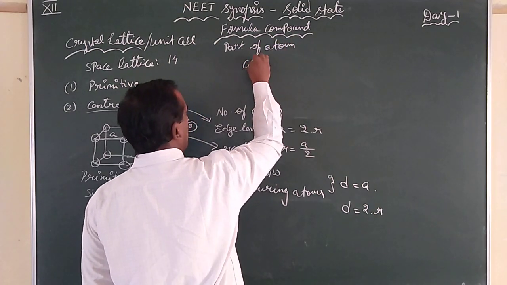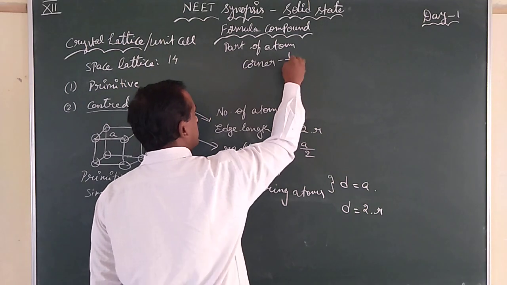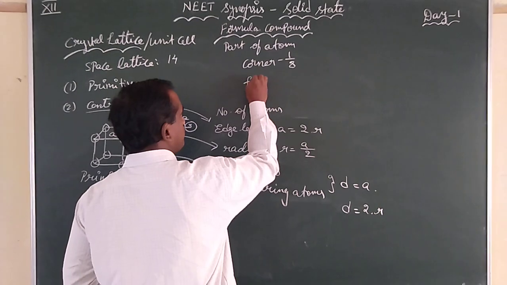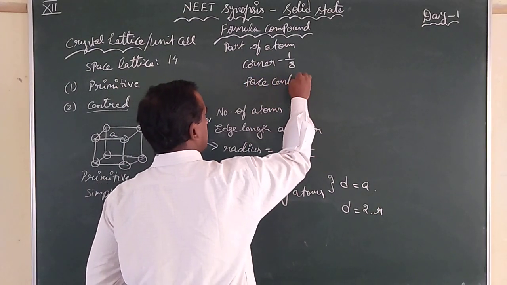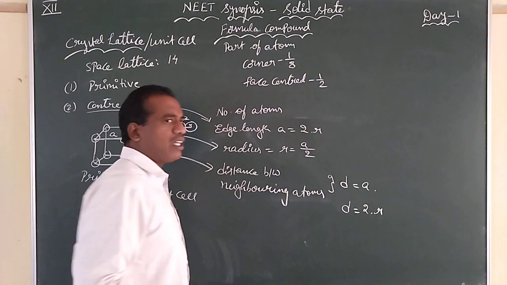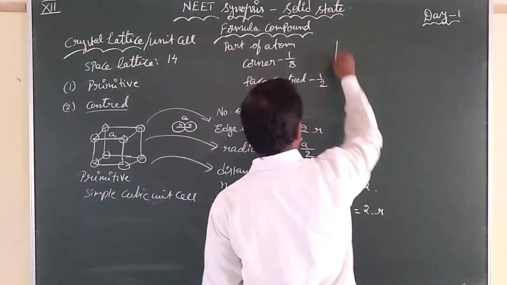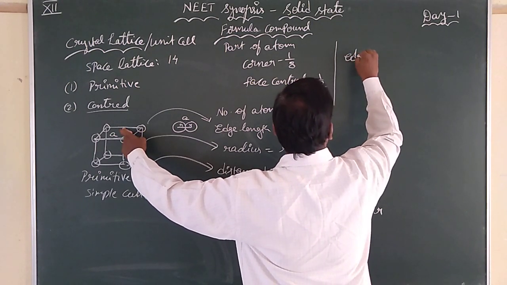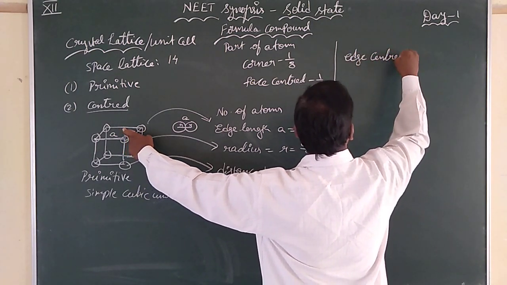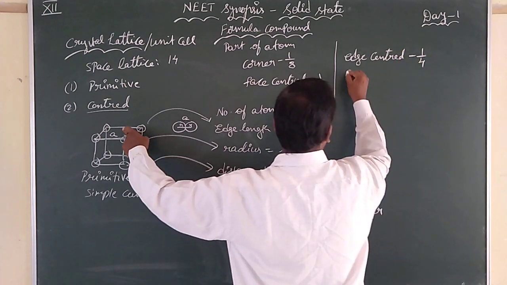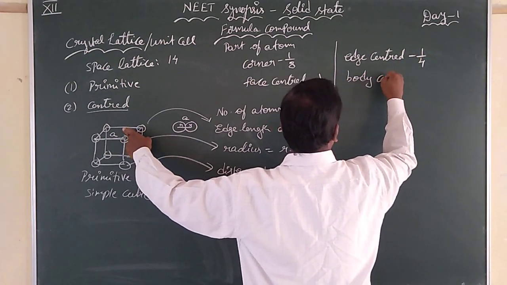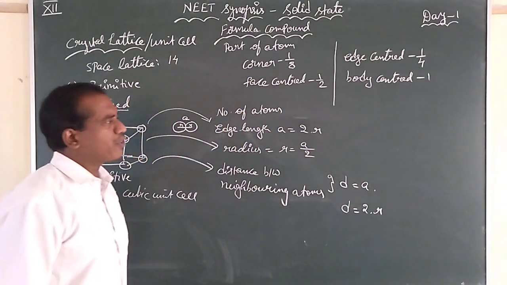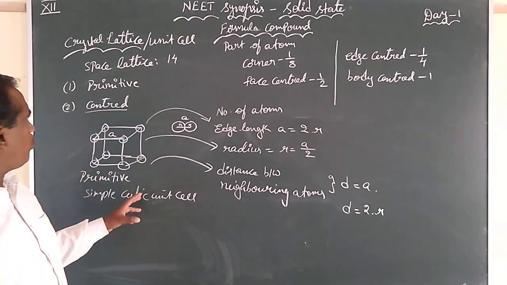On the corner, the part of the atom is 1 by 8. Means on this corner, the part of the atom will be 1 by 8. Face centered: what is the part of the atom on the face centered? Face centered part is the half. On the edge centered, that is given as 1 by 4. And we are very well familiar with the body centered. Body centered is 1.